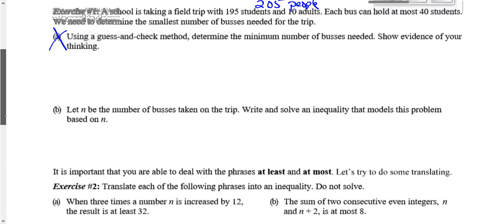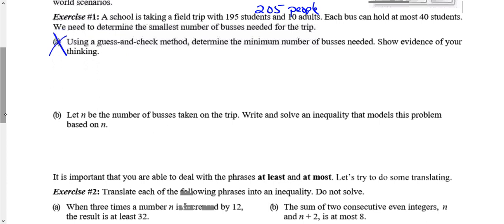The guess and check part, I don't care for that business. Let's just go down and see if we can get an equation or an inequality for this. So for the number of buses, they want us to use an N. N for the number of buses. How many people does each bus hold? 40. And how many people do we have to take on this trip? 205. Okay. So if every bus holds 40 people, what could we write here for an inequality?